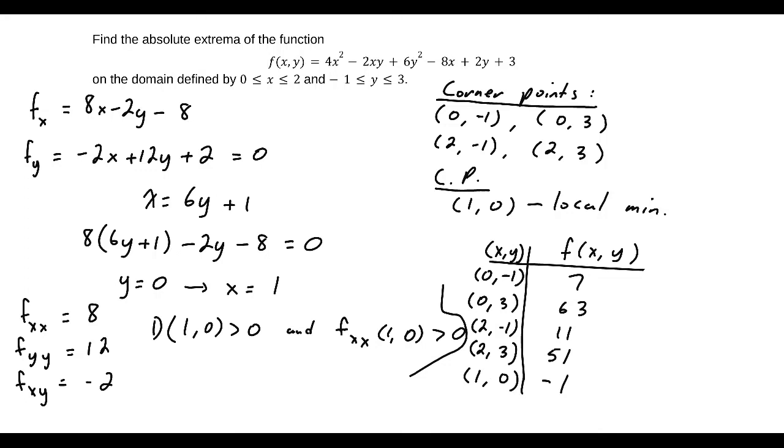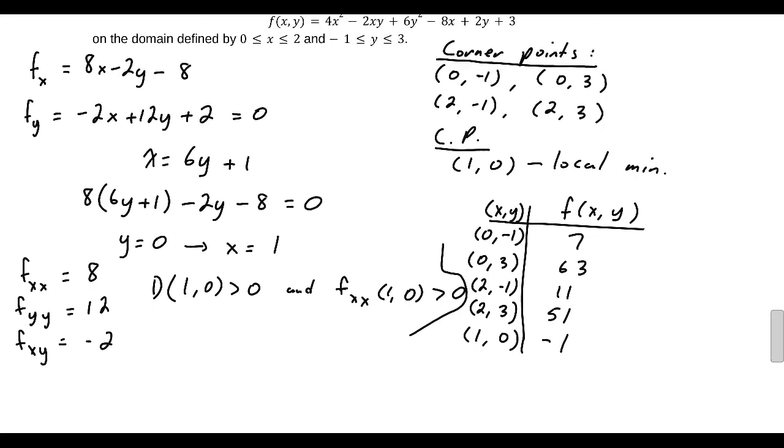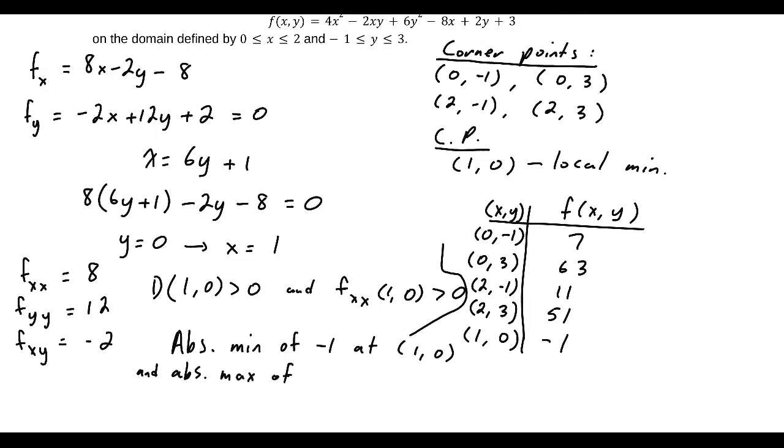This means, because we already said that 1, 0 was a local minimum, that comparing those values, it's the lowest value. So we have an absolute minimum of negative 1 at the point 1, 0. And we have an absolute maximum of 63 at the corner point 0, 3.